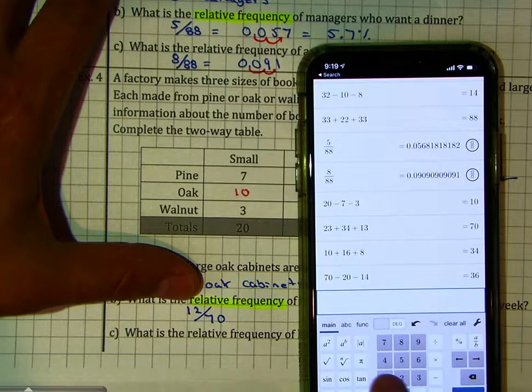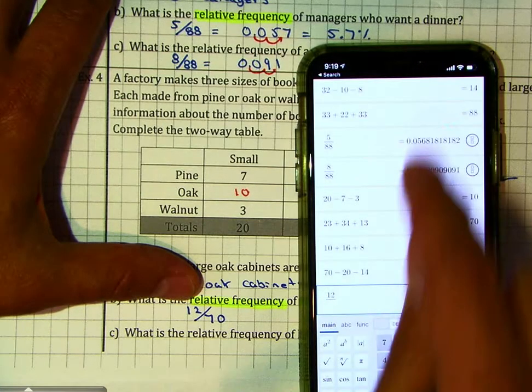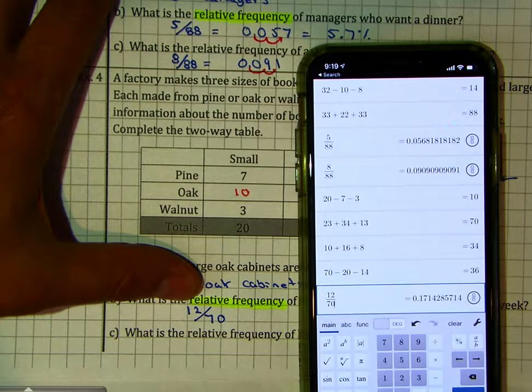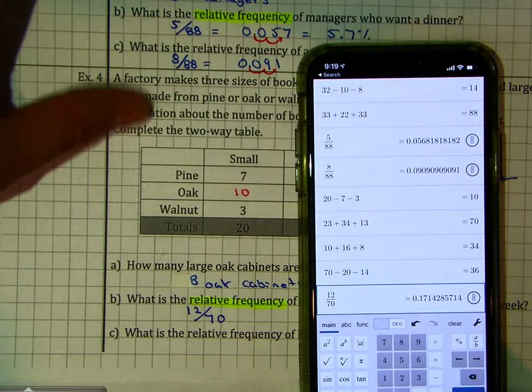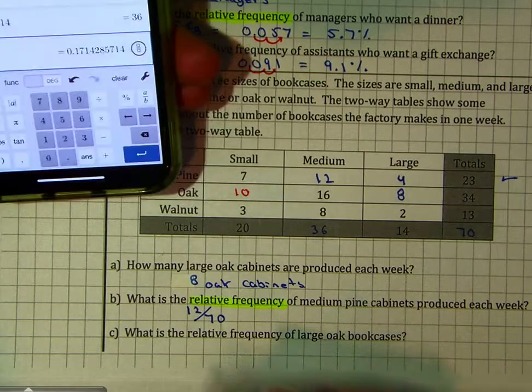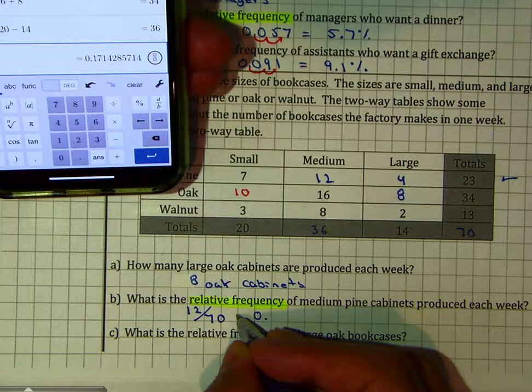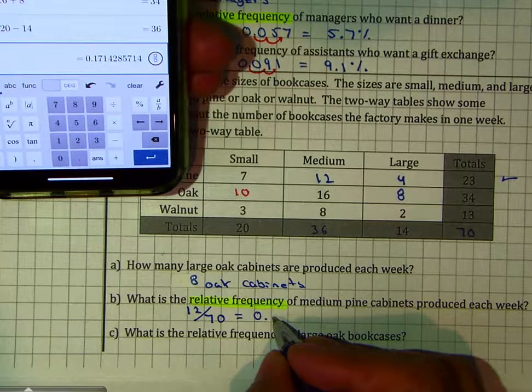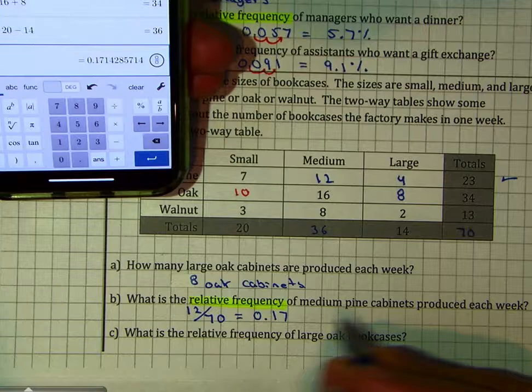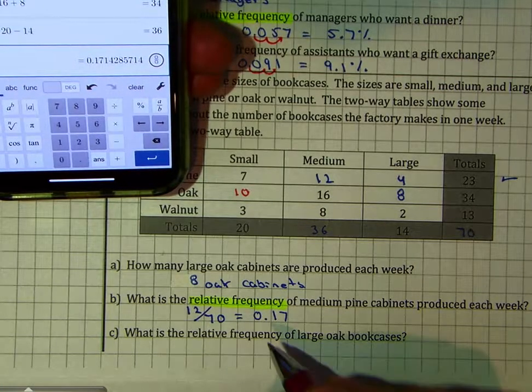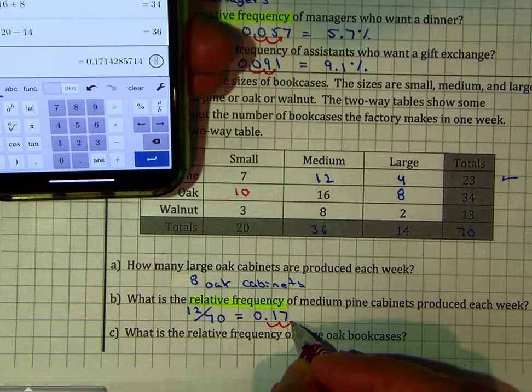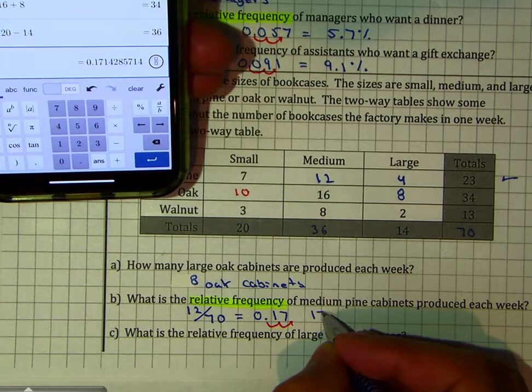So we just do 12 divided by 70. That gives you 0.17. I just need two numbers. We usually call those significant figures in high-level math. And I'm going to move the decimal to the right twice. 1, 2. So therefore that gives you 17%.